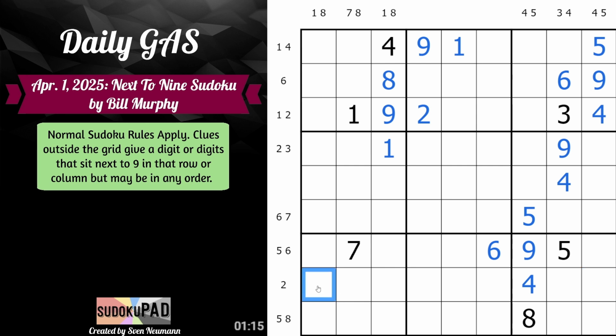2, 9 can't go here. 9 must go here with 2 here. 5, 8, 8, 9, 5. We have a bit of rotational symmetry that we can work with. 9. Oh, well, we did get the 9 here, so this must be a 2, 3 pair in some order. I don't actually know what order it's supposed to go in.